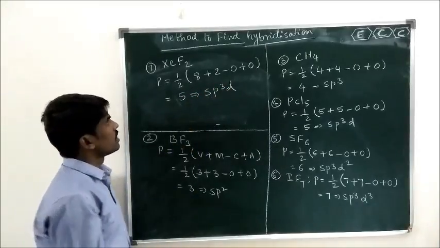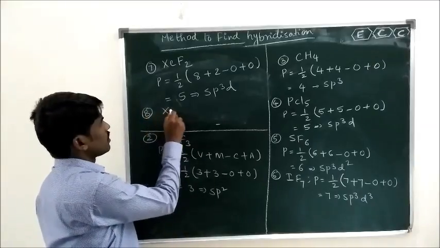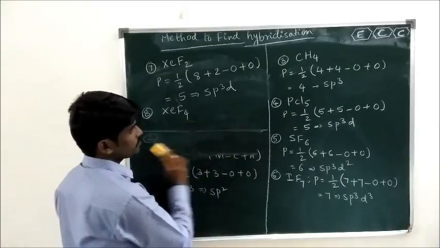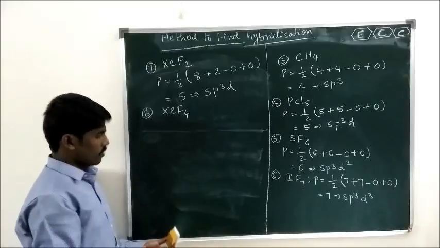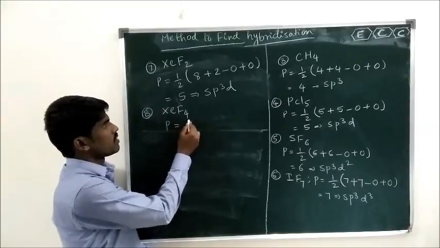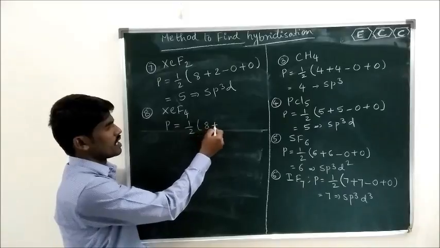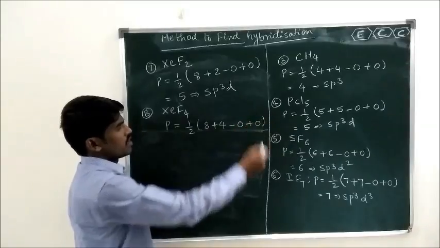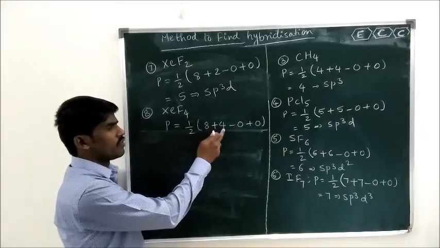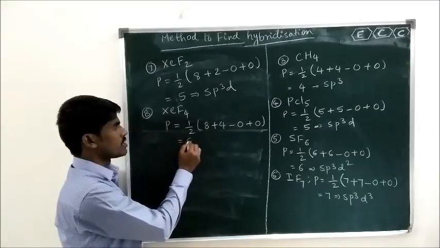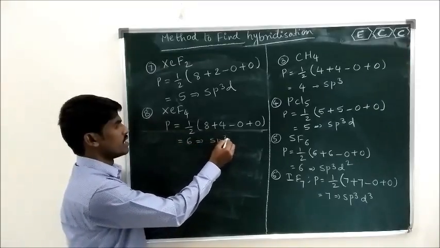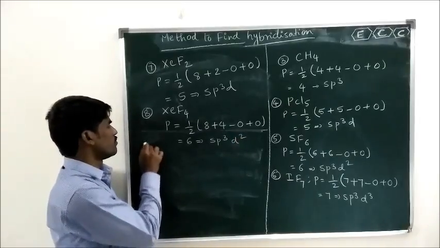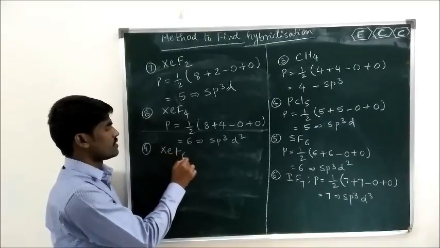If P is equal to 5, what is the hybridization? sp3d. Similarly, you can consider one more example, XeF4, that is xenon tetrafluoride. In xenon tetrafluoride, what is the hybridization? P is equal to half of 8 plus number of monovalent atoms 4, charge on cation 0, charge on anion 0. 8 plus 4, 12. 12 by 2, 6. Hence hybridization is sp3d2.